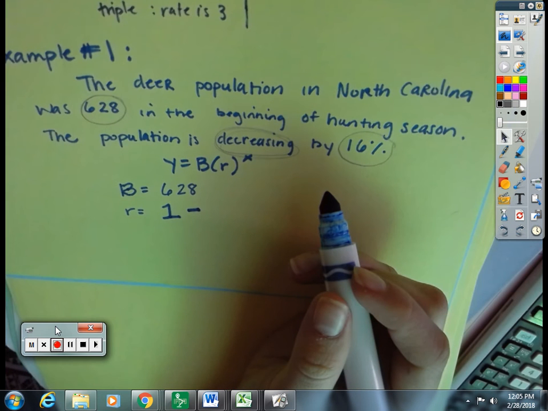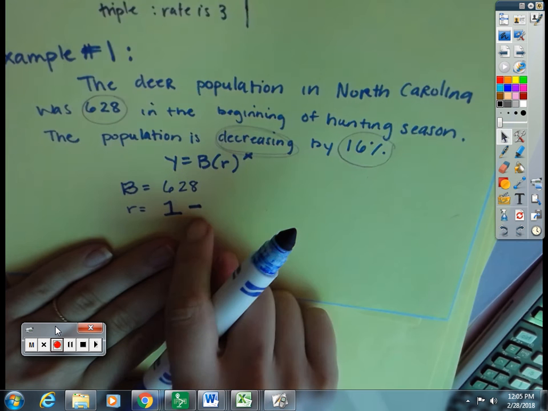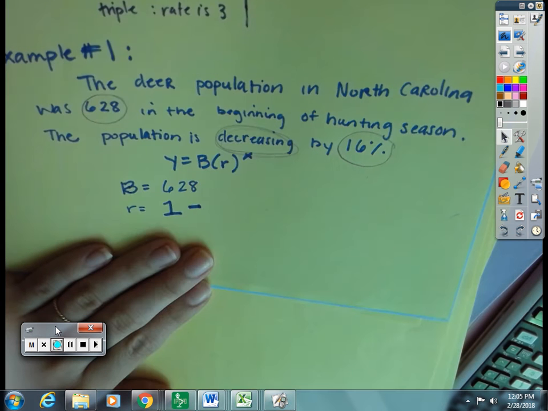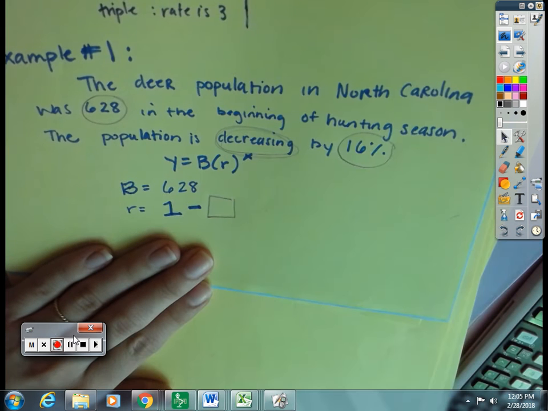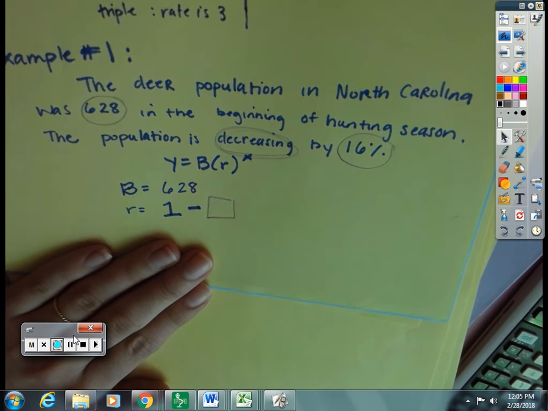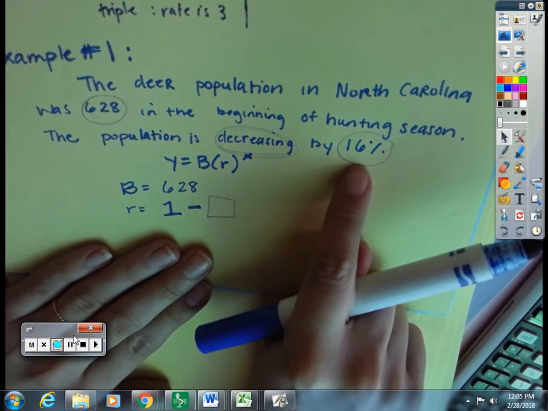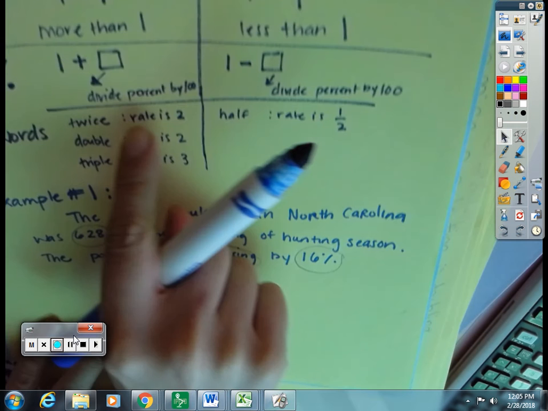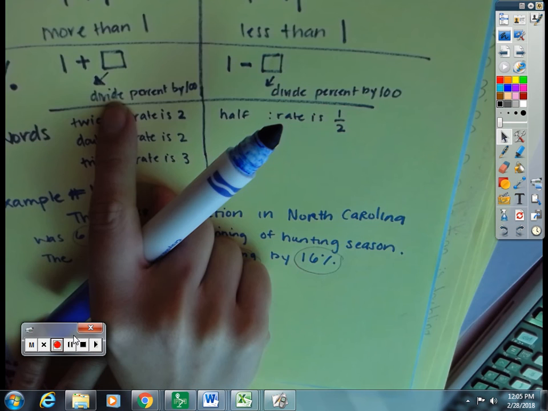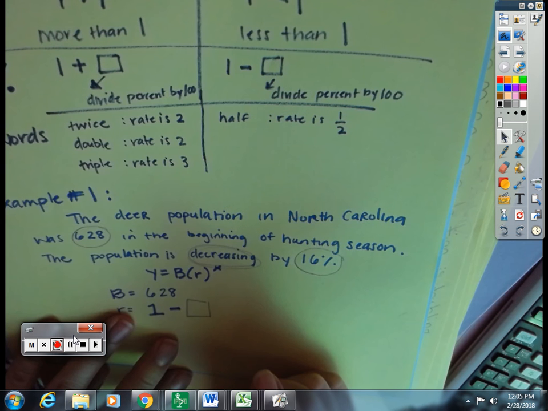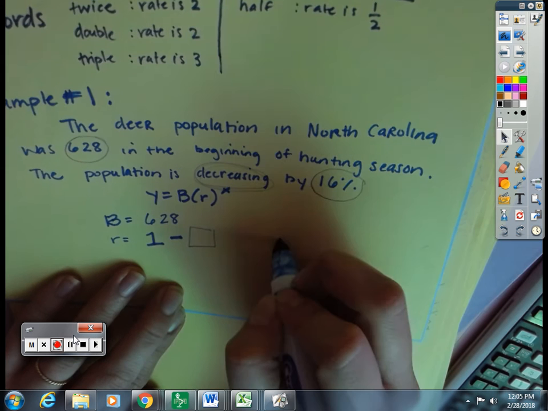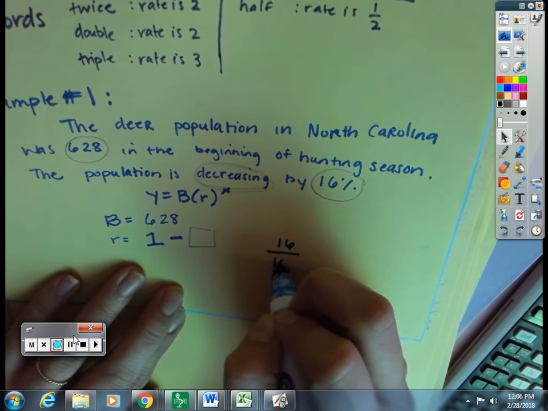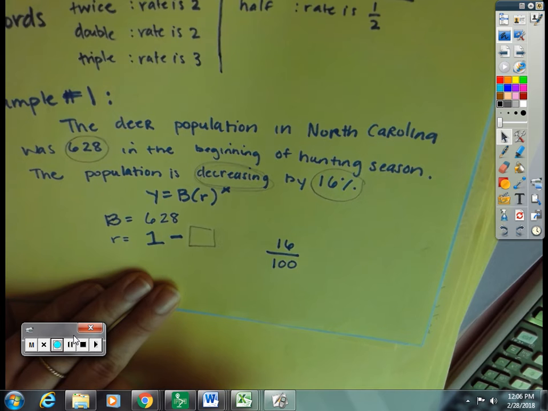Okay? Now, what goes in here is going to be the decimal. Because it's decreasing, I put minus. So I take this percent, and just like I wrote up here, I divide the percent by 100, because percent means per 100. So I take 16 and I'm going to divide that by 100. I'm going to show you how to do that on the calculator in just a minute.